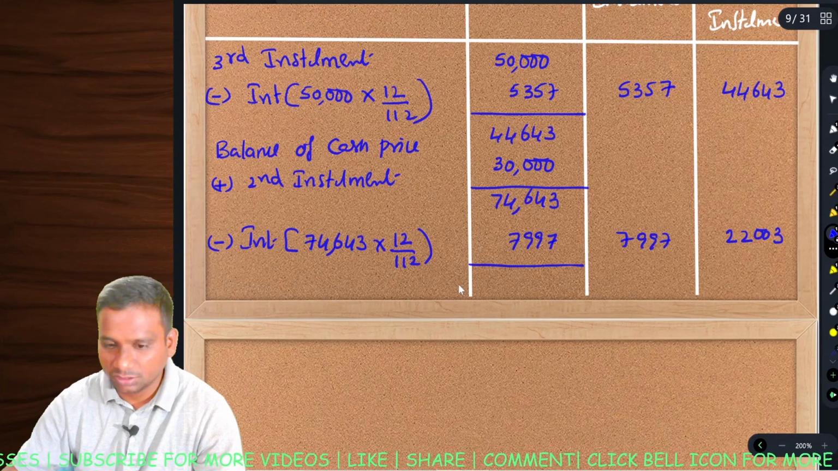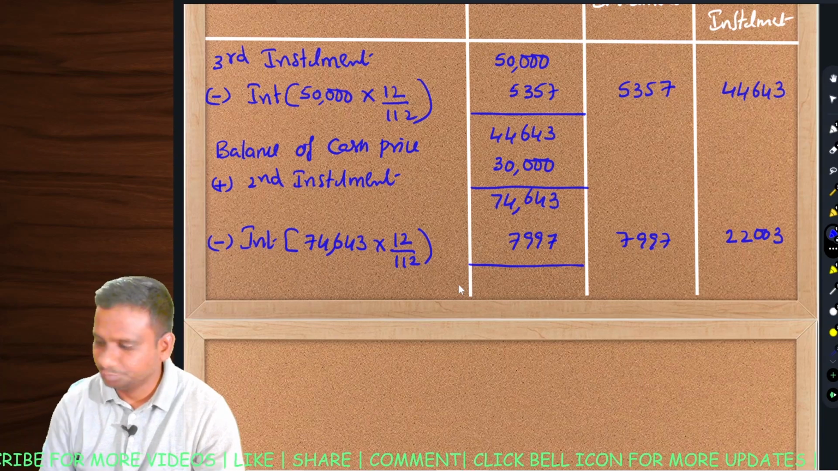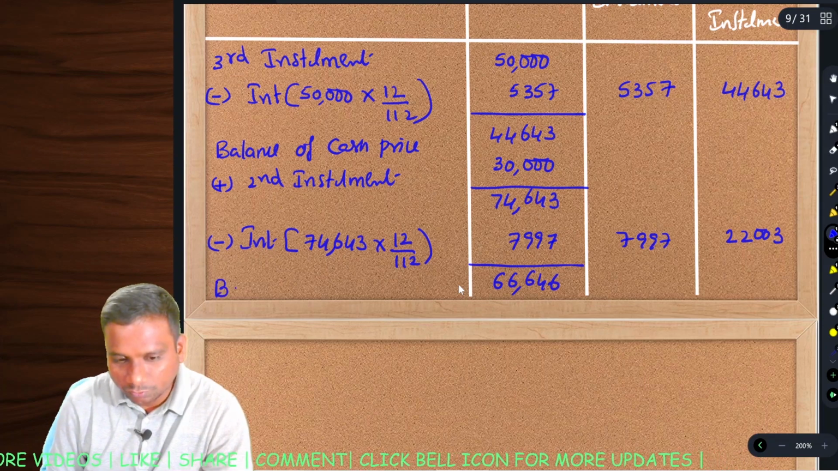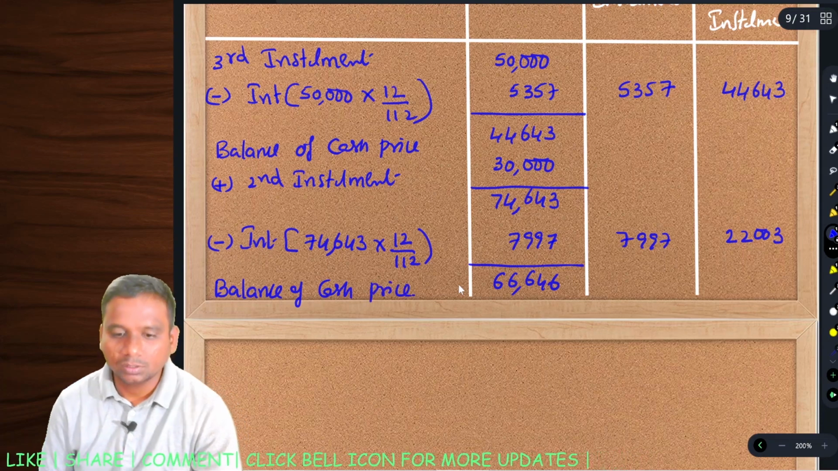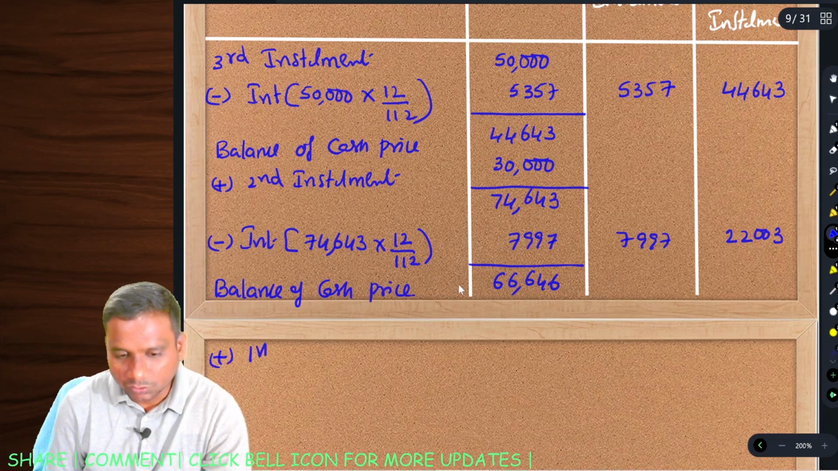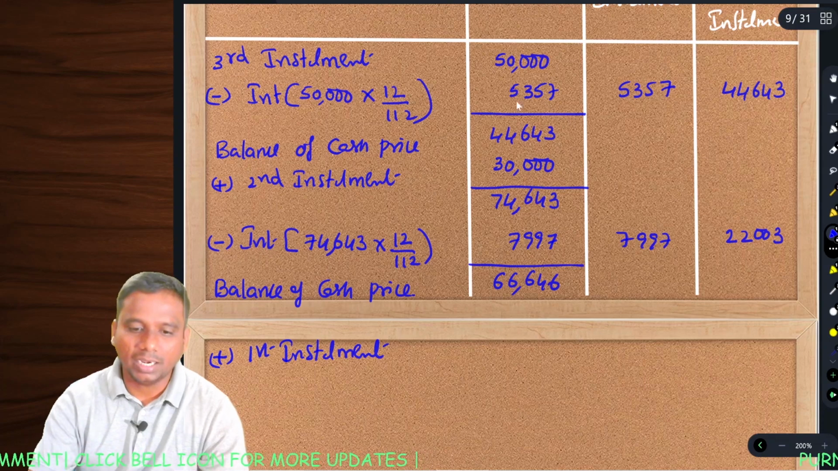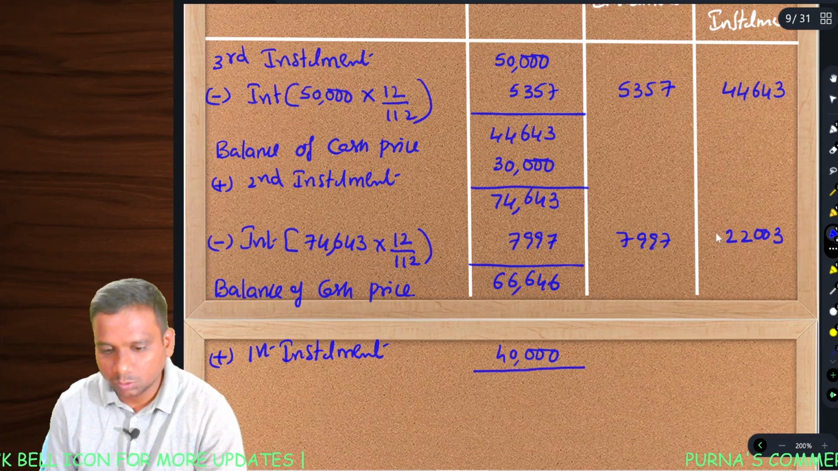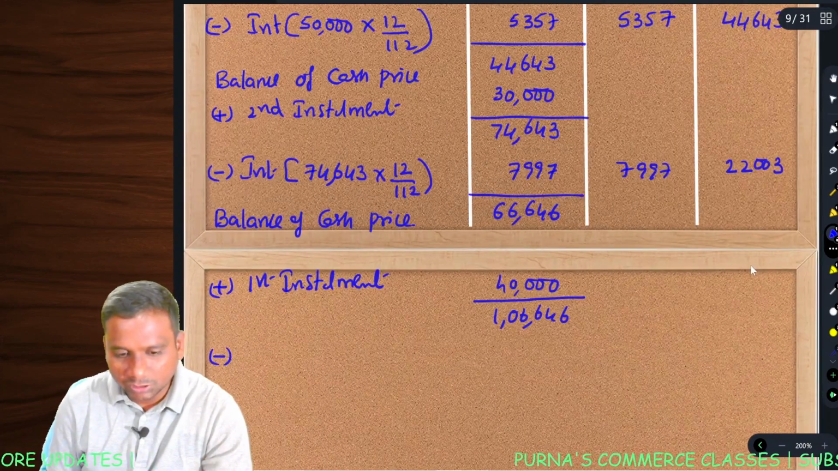So deduct now. 74,643 minus 7997, 66,646. This is the balance of cash price. To this add the first installment. What is the first installment? 40,000. So the total will become 1,06,646. So from this you deduct interest.